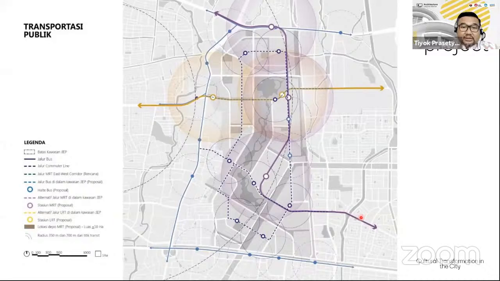This is the scheme of the public transport. We propose that the LRT be drawn into this area, and they can even be given a depot area, and there's an LRT line. It may change because we're still in discussion with the Jakarta government, with the transportation dinas perhubungan. And this is an existing rail line, commuter line.